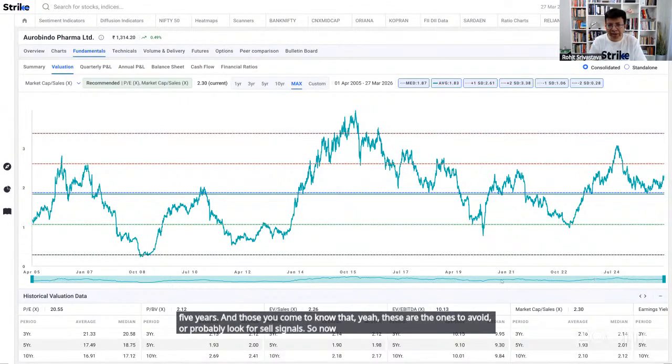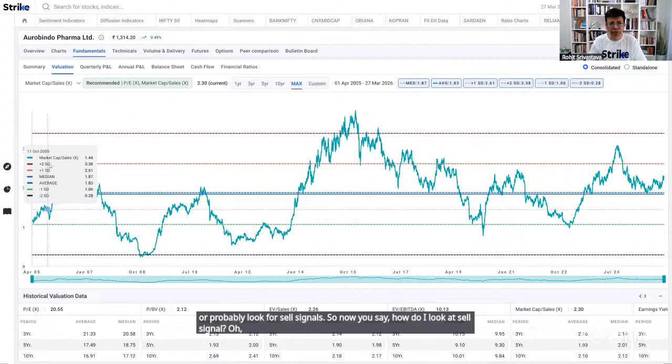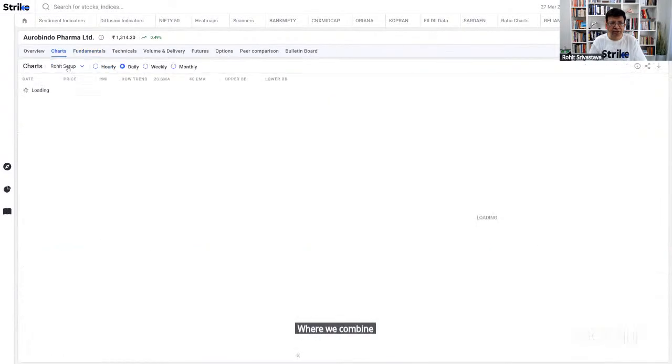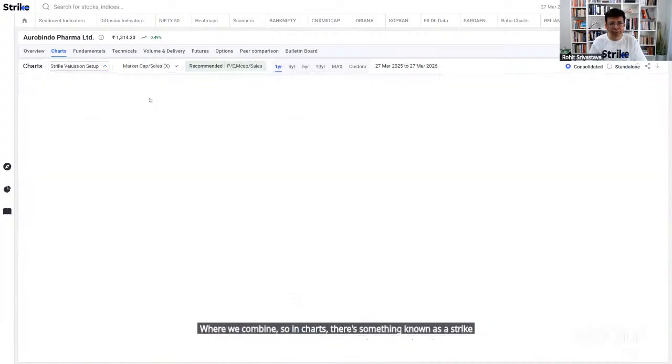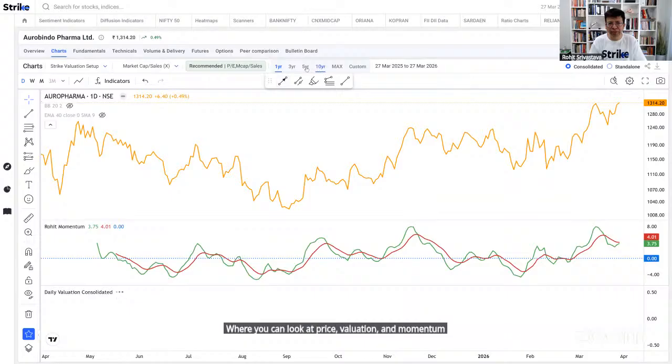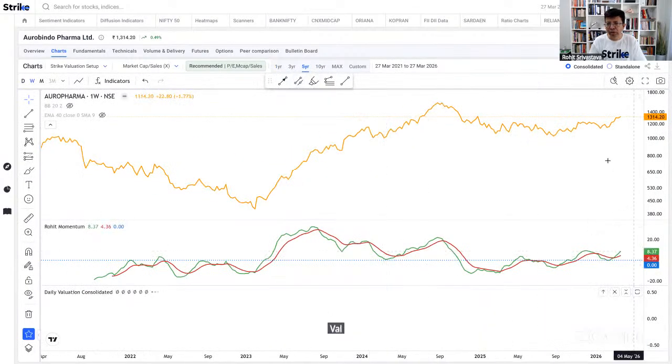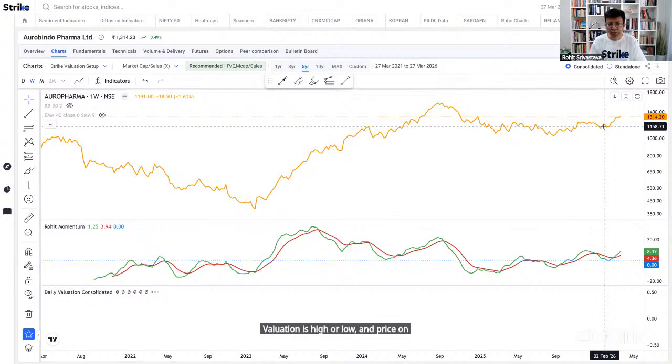So now you say, how do I look at sell signal? ये तो valuation chart है. And so we created something very special where we combine. So in charts, there's something known as a strike valuation setup where you can look at price, valuation, and momentum on the same screen. So RMI is giving a sell signal, valuation is high or low, and price on top, and you're able to compare. Okay, I've quickly given you everything.